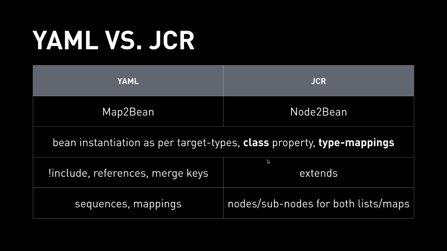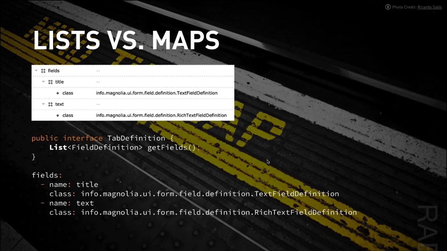And also the sequences and mappings for lists or maps, they have a different representation in both worlds. In JCR you always represent it with nodes and subnodes. In YAML you have to do this differently. So yeah, here is an example of that. This is a tab definition, so it's using a list of field definitions to get the fields. In JCR, it looks like just subnodes. In YAML, you have to use the dash notation.